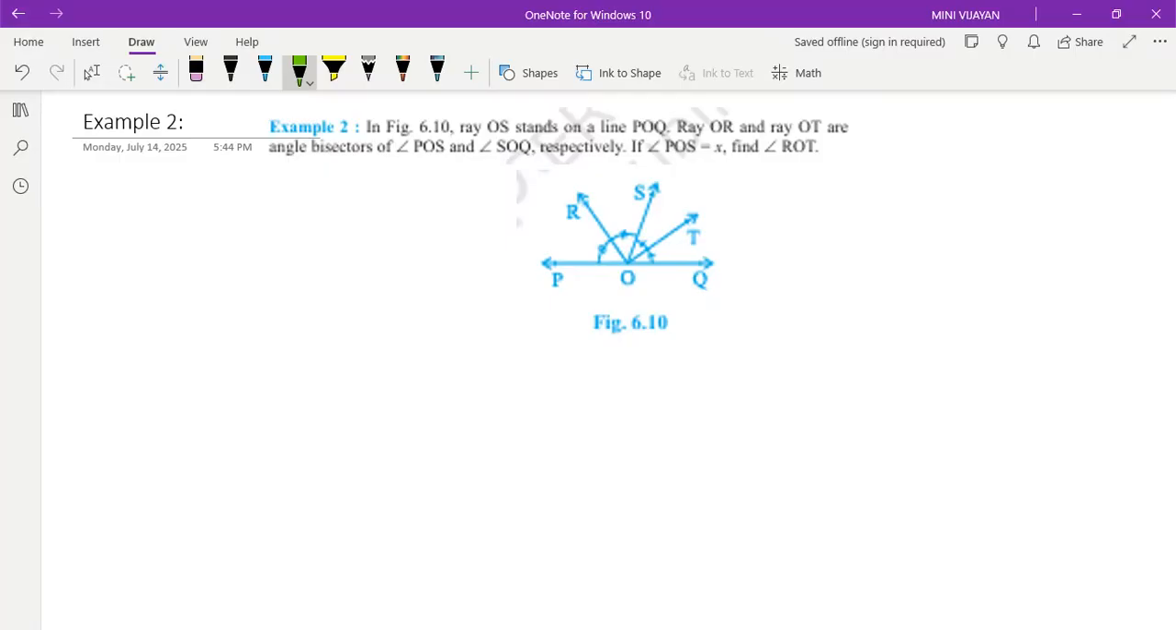So we were discussing the example questions of chapter 6. So example 2. Now I'm going to explain example 2.